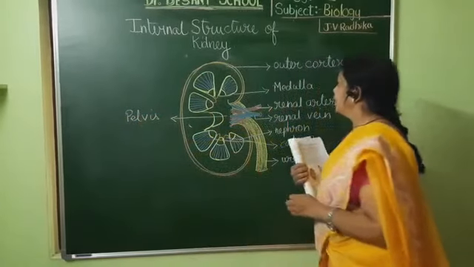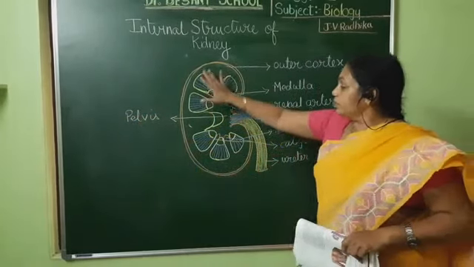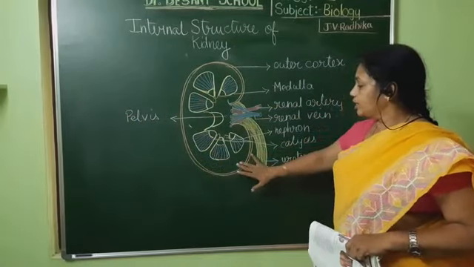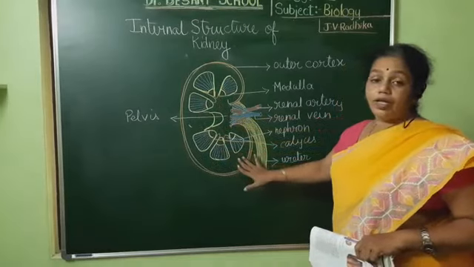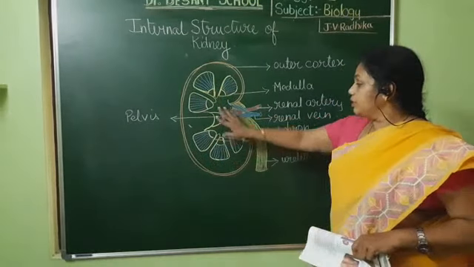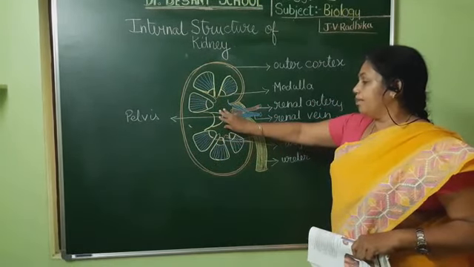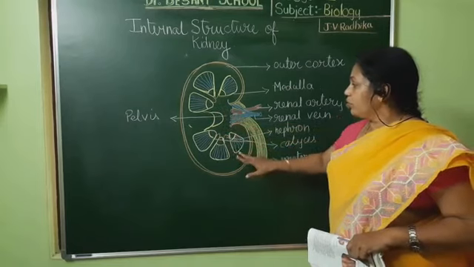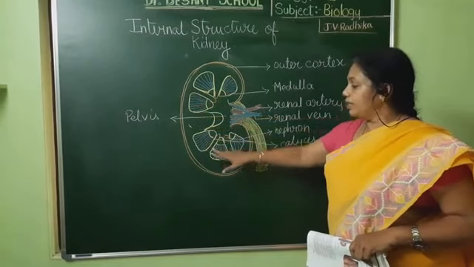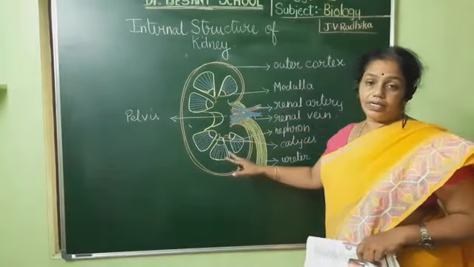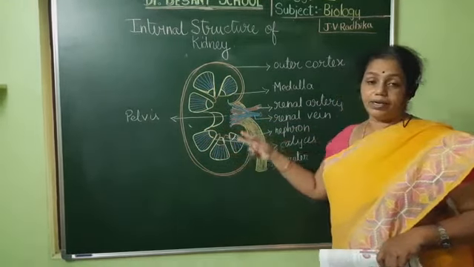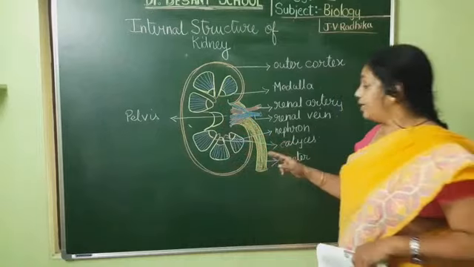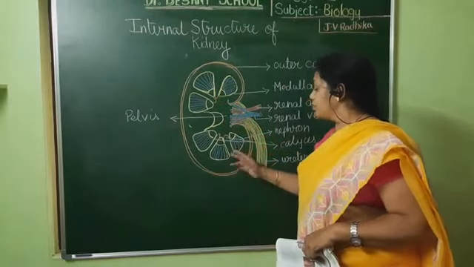Once again I repeat. This outer darker portion is the cortex, and the middle region where you can see all these pyramids is the medulla. The center part is the pelvis. Each of these pyramids contains millions of nephrons. There are 1.3 to 1.8 million nephrons in the kidney.